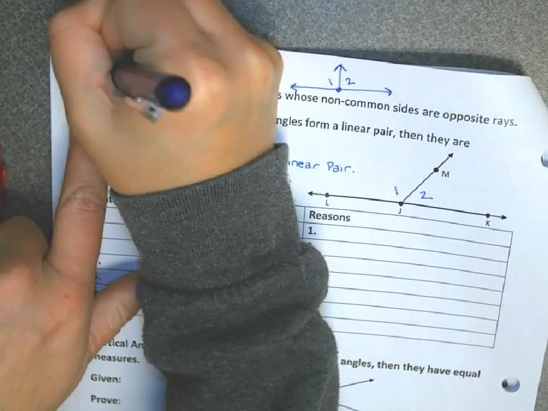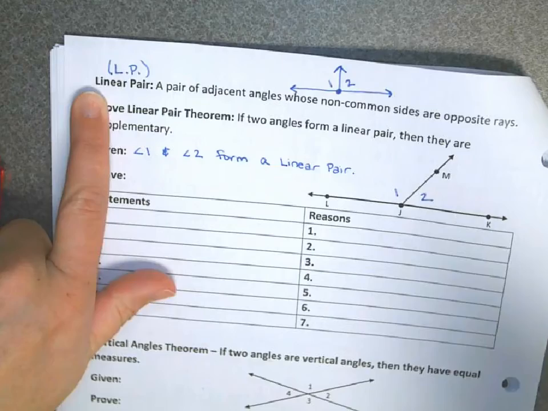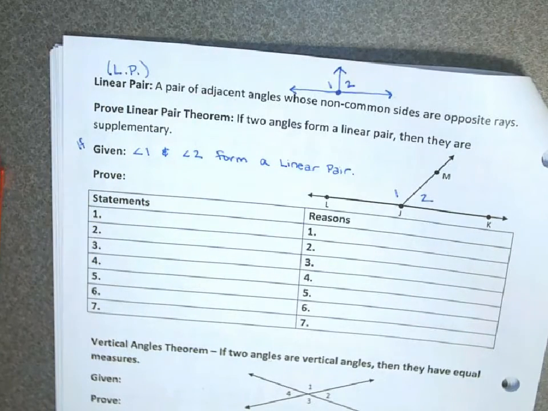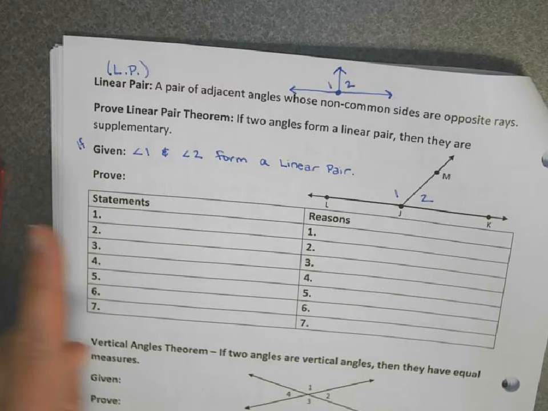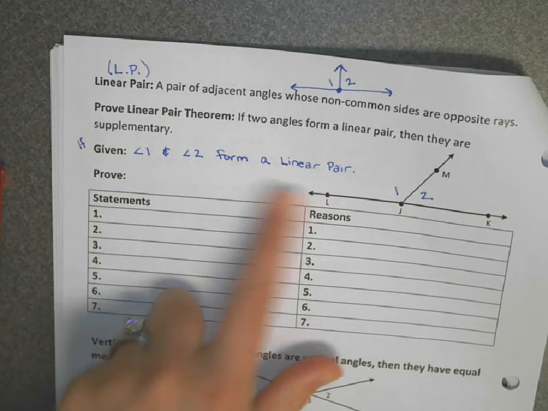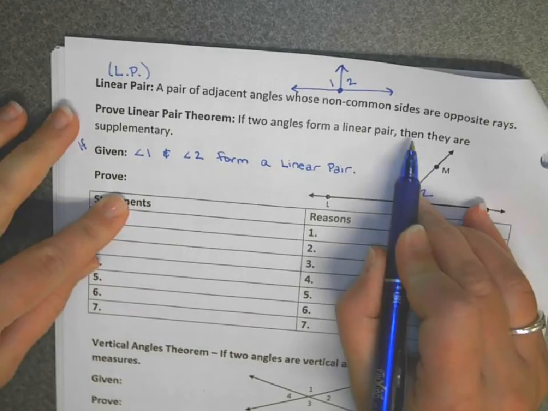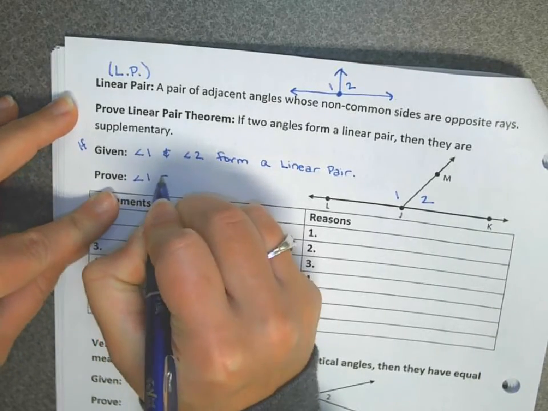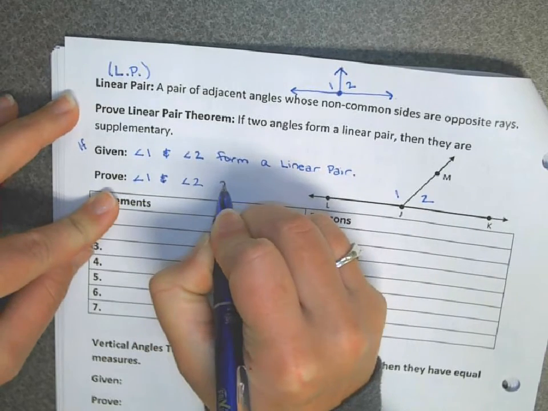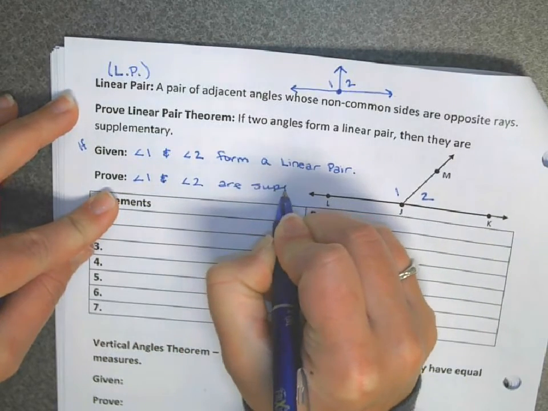Now, we often abbreviate linear pair as LP. If you use LP, I know you're referring to a linear pair. Okay? That is an okay abbreviation to use, just like POE is an okay abbreviation to use. To prove the linear pair theorem, our given is angle 1 and angle 2 form a linear pair. Our prove has to be that then they are supplementary. So we're going to try to prove that angle 1 and angle 2 are supplementary.